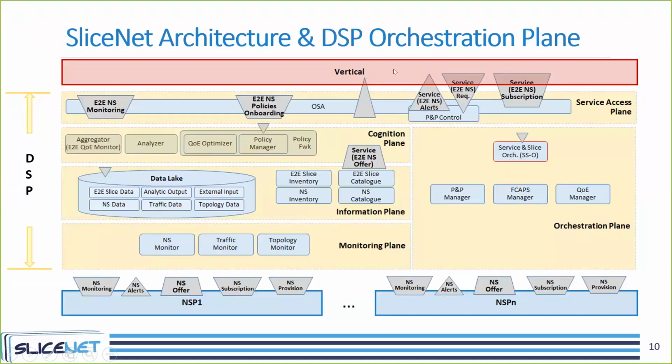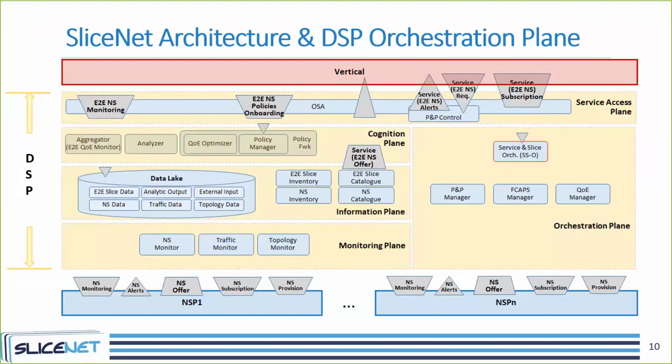And the vertical will subscribe to the service, and this request will arrive at the service and slices orchestrator, which will start provisioning the services. So we also have here the end-to-end network slice policies onboarding and the monitoring, quite similar to what we have in the NSP. What we don't have here is, of course, the control plane, because we don't have infrastructure. We don't need to make adaptations here.